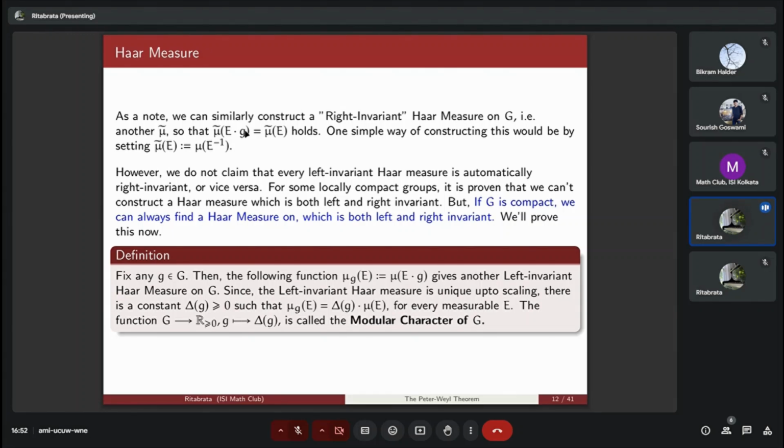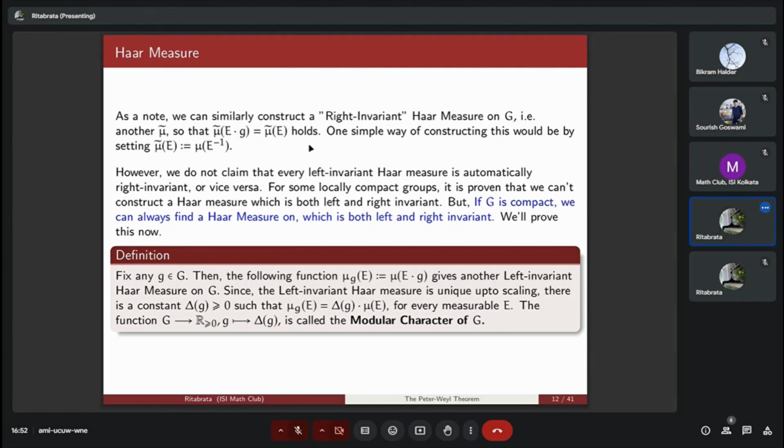However, we need to be careful. We are not saying that every left invariant Haar measure is automatically right invariant. That is, we are defining another right invariant measure mu tilde from mu, but this mu tilde and mu may not be equivalent measures. They might be entirely different.